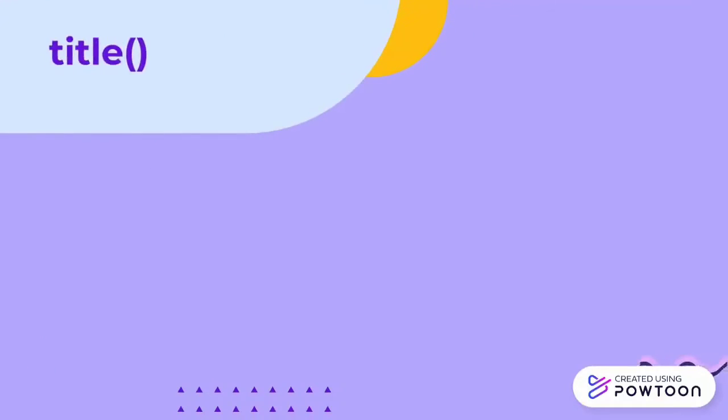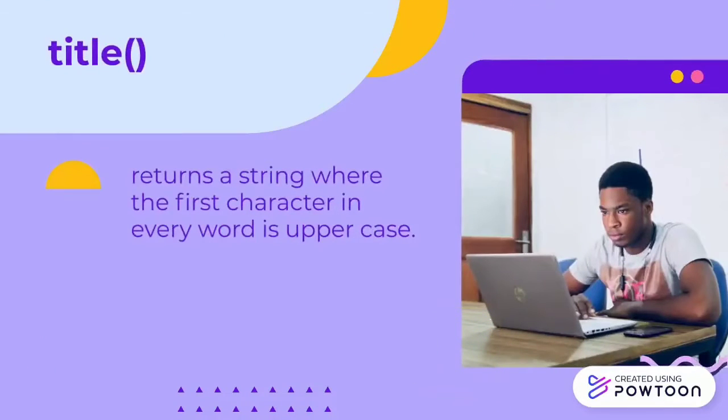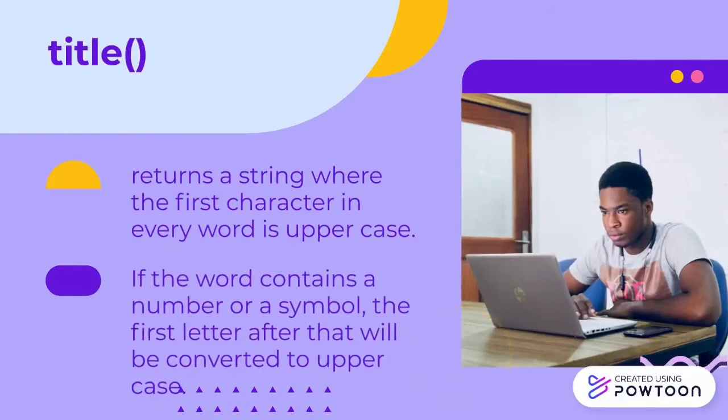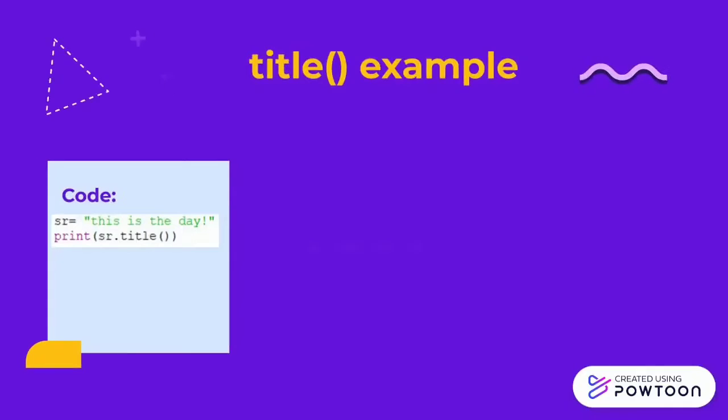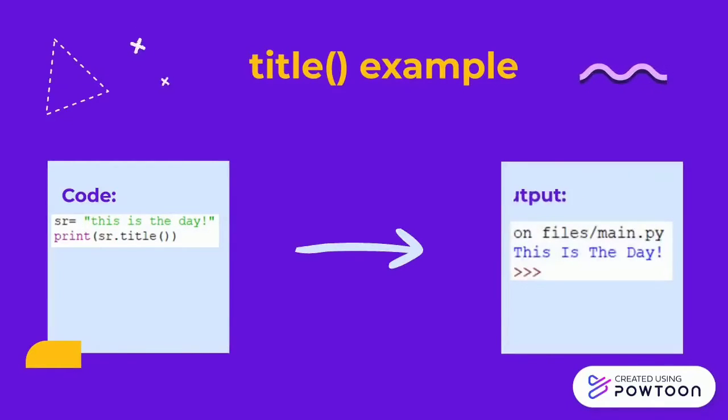The ninth, title. Returns a string where the first character in every word is uppercase. If the word contains a number or a symbol, the first letter after that will be converted to uppercase. As you can see, we have used the title method. The output displays the capitalized letter of each word.